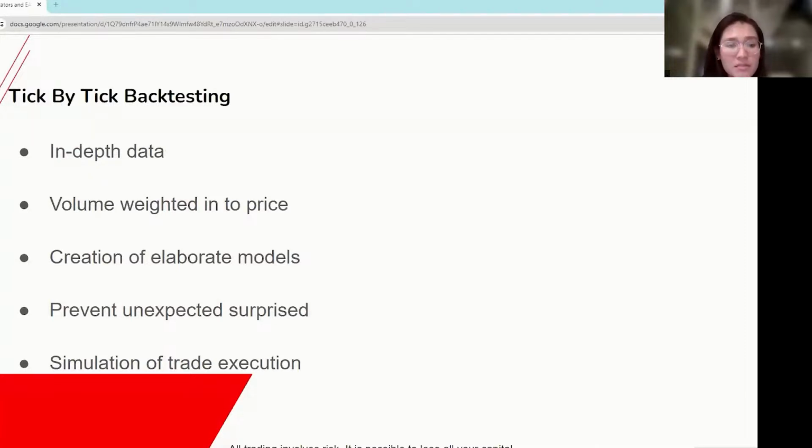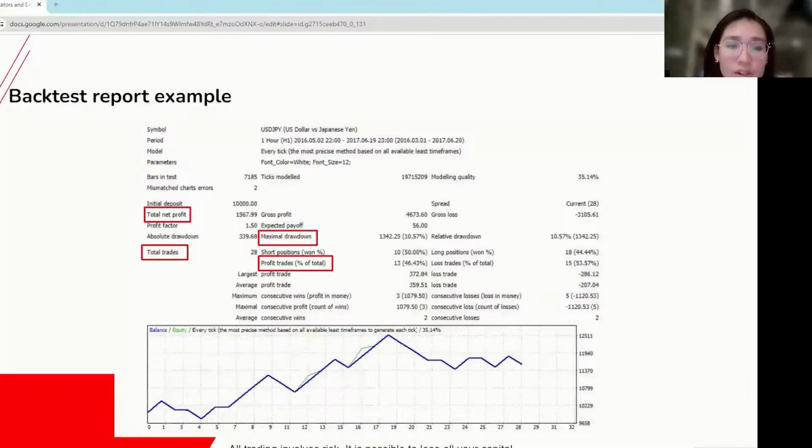So what is tick by tick backtesting? It basically uses in-depth data and volume weighted into price. It involves creation of elaborate models, it prevents unexpected surprises, and it also simulates your trade execution. This is an example of what your backtest report looks like, and there are four key areas that you will need to look at when you produce your backtest report in MT4. Those highlighted here are your total net profit, maximum drawdown, total trades, and profit trades.